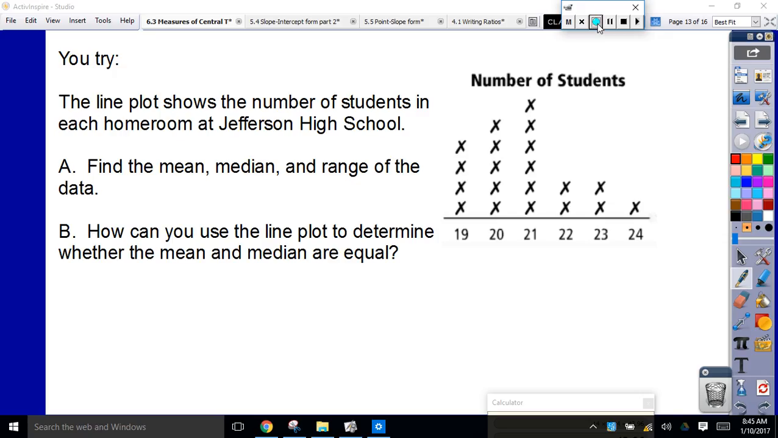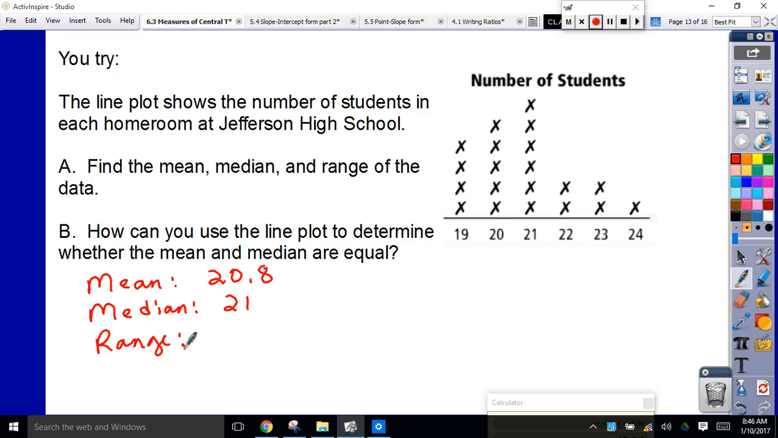Adam, what did you get for the mean? 20.8. Good, 20.8. Okay, how about the median? 21. 21. And what about the range, Rosa? 5. 5. Good.